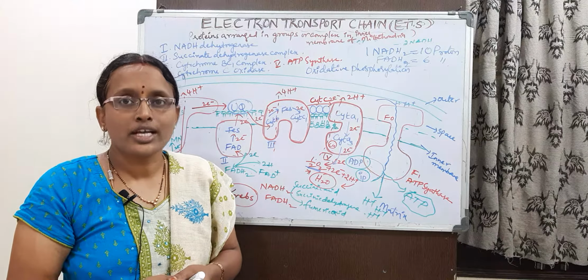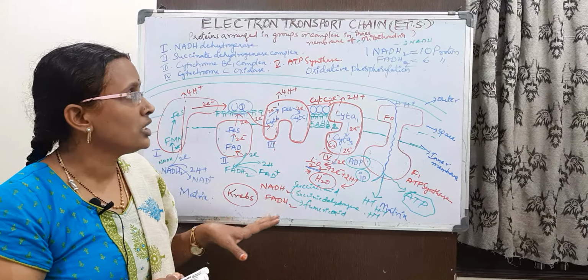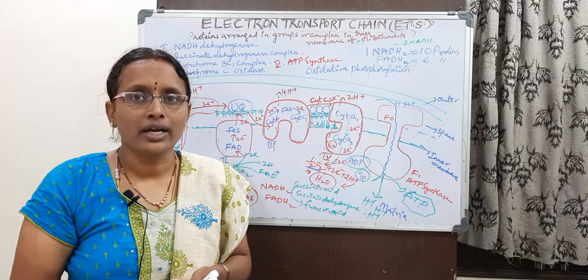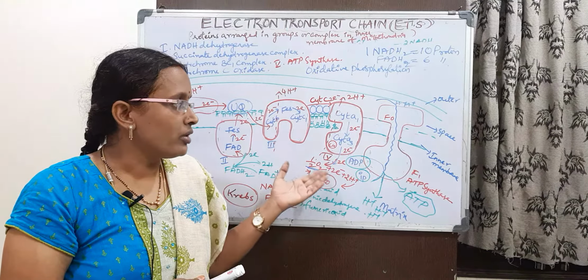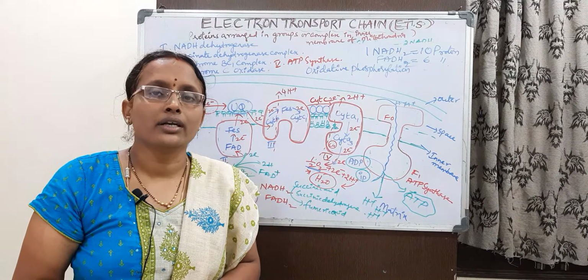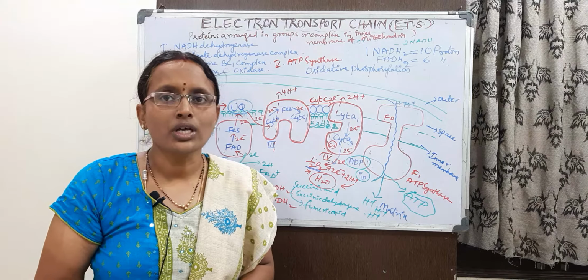This is the electron transport chain, which takes place in the inner membrane of the mitochondria. Whatever ATPs are formed accumulate in the matrix. That is the reason we call the mitochondria the powerhouse of the cell.